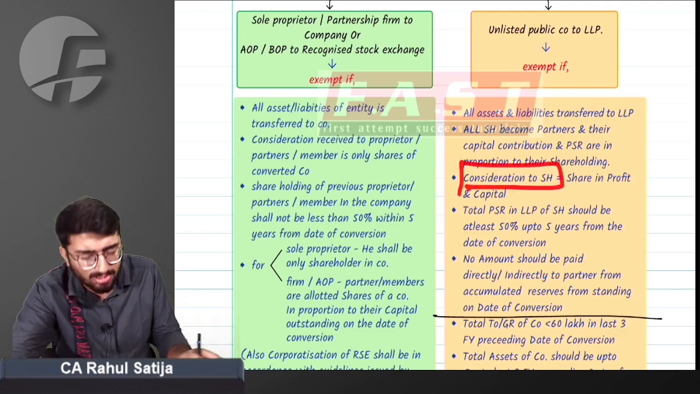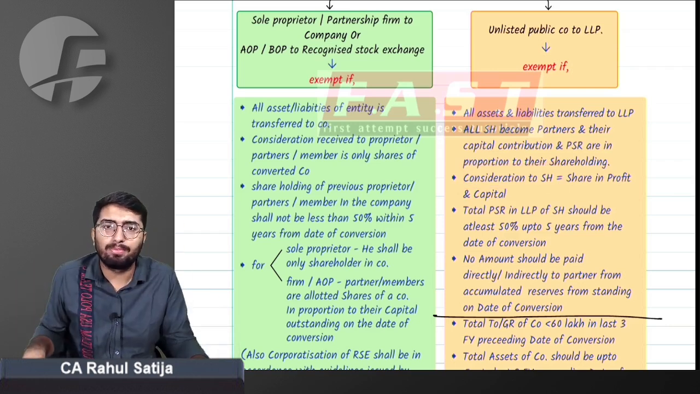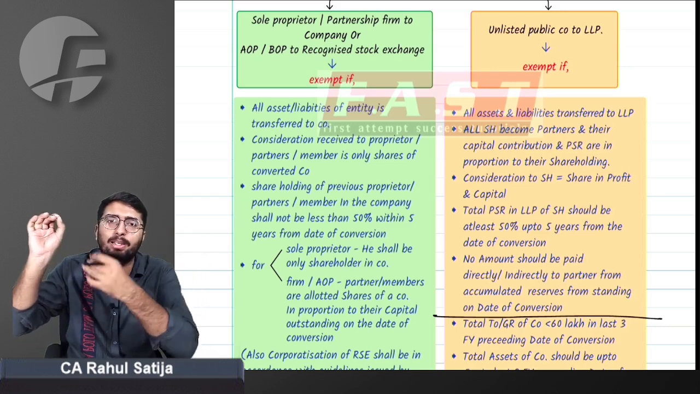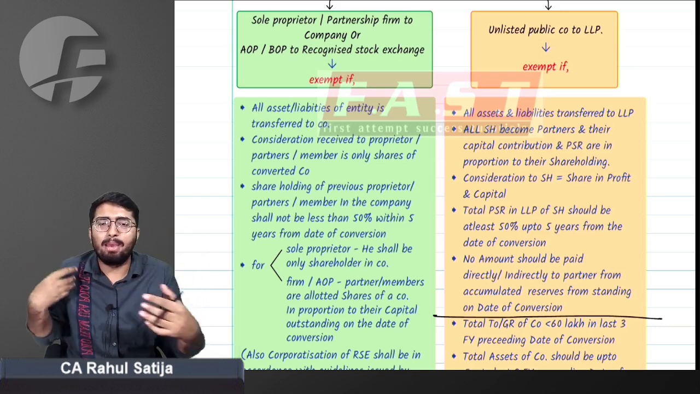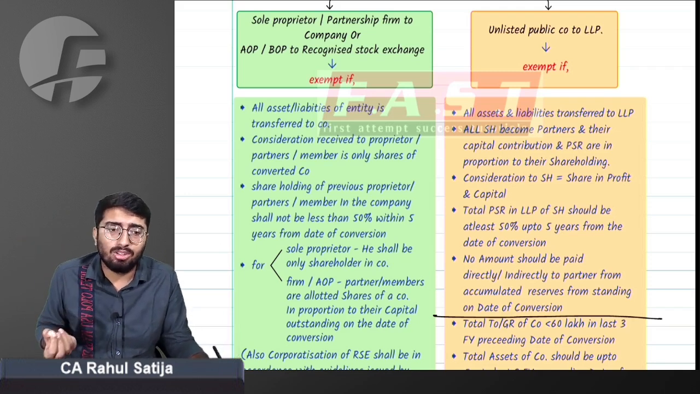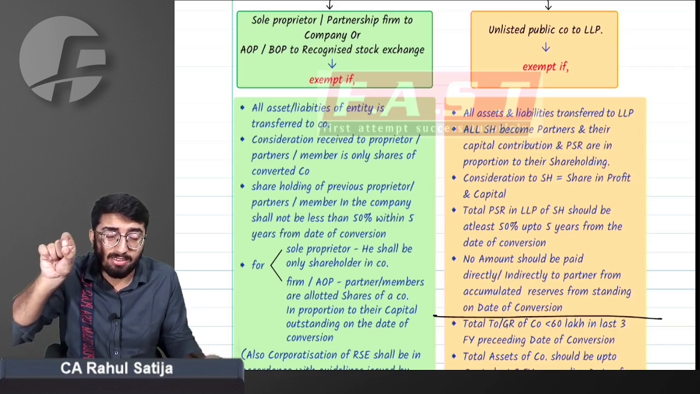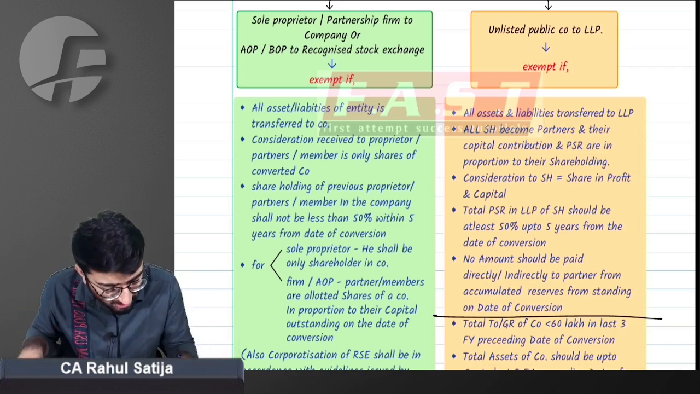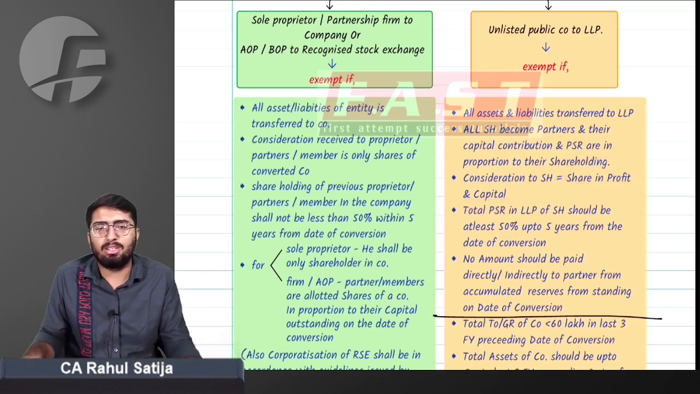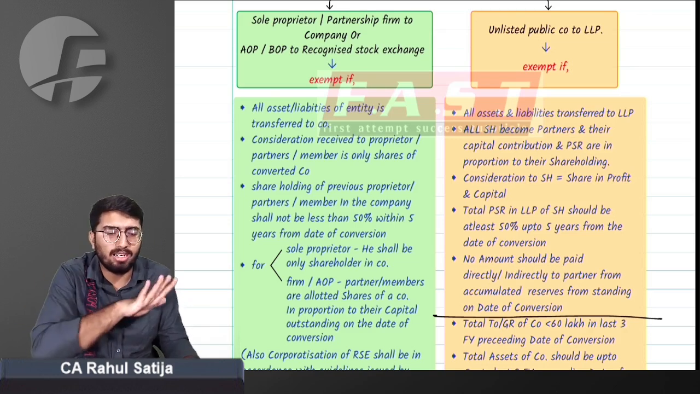Sir, consideration to shareholders. What consideration will I be getting against my shares in the company? See, I am having a company and that company is converted into LLP. So I am getting my shares extinguished. So there is a transfer on this account. I should be receiving something now. What I should receive is a share in profit and capital. Nothing else I should be receiving. I should be receiving only a share in capital and profit and nothing else.